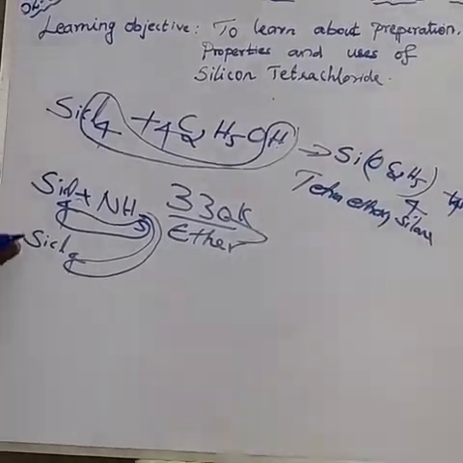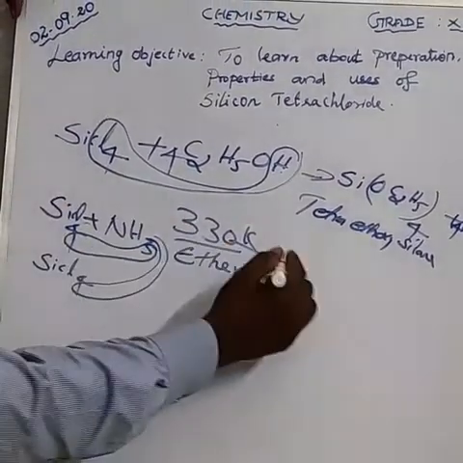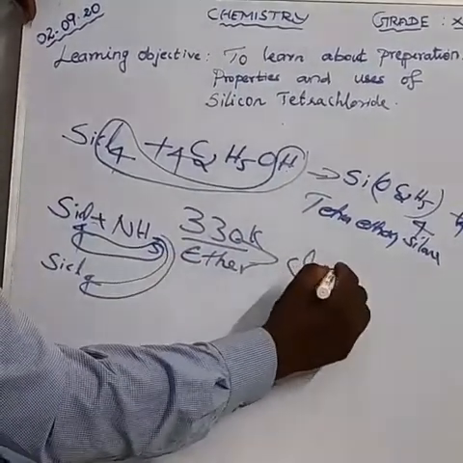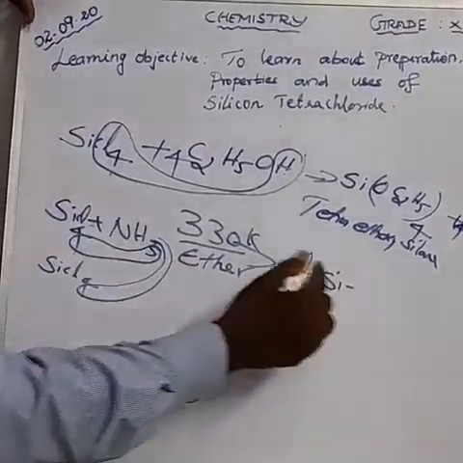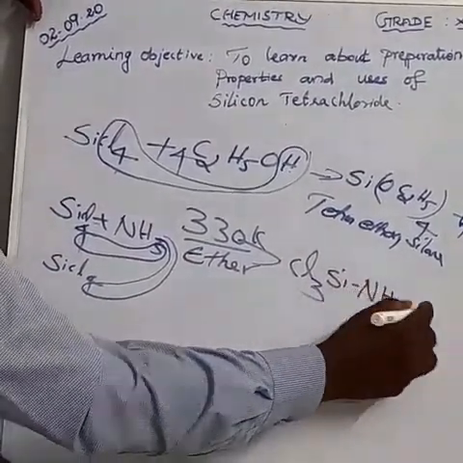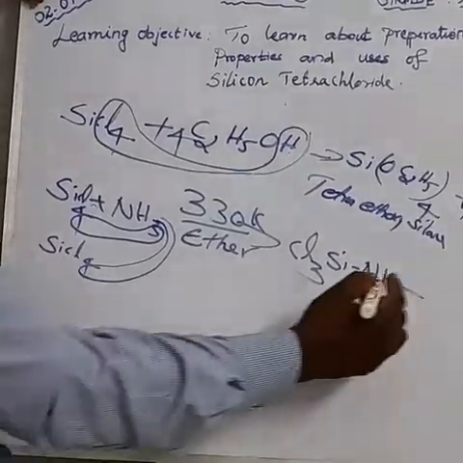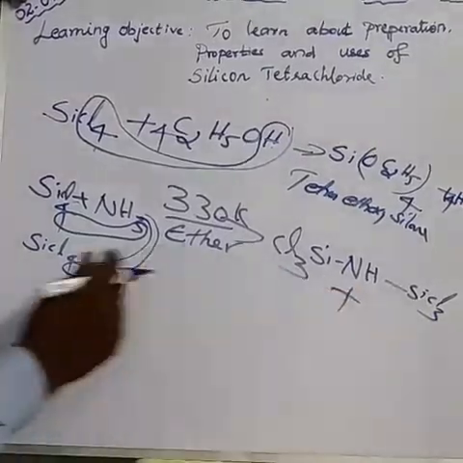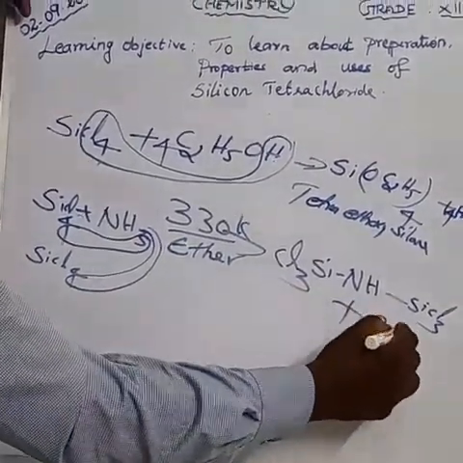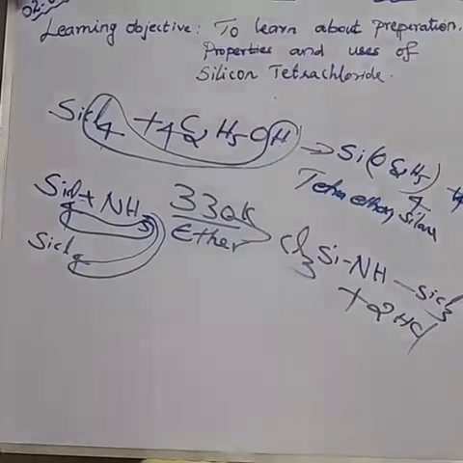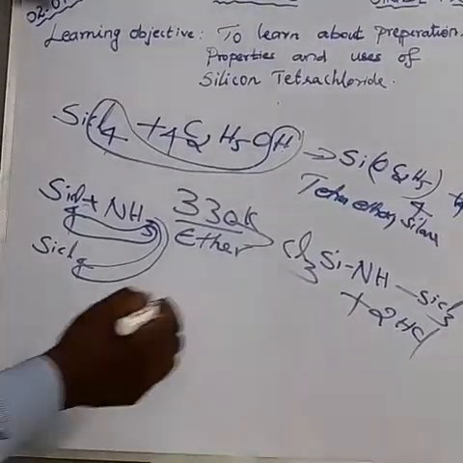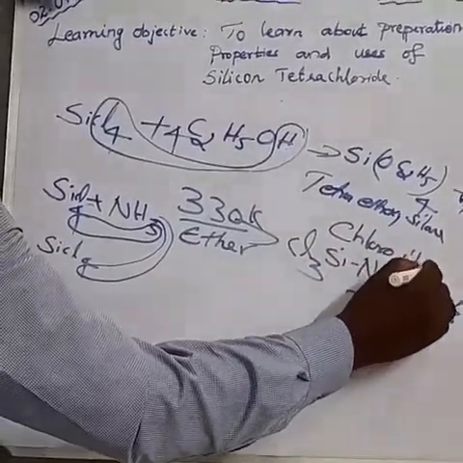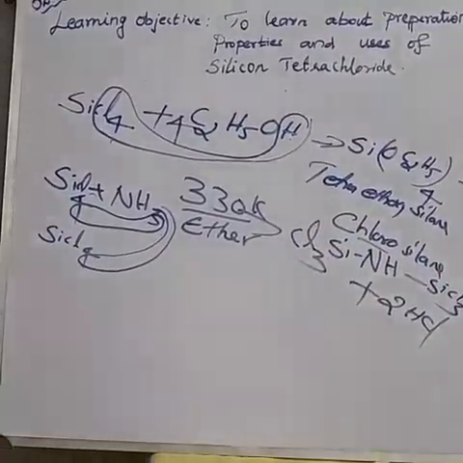What's the remaining product? Here we start with 3 chlorine, so make it Cl3, then silicon, Si. Next, nitrogen, hydrogen. The same for the other product here. SiCl3 plus how much HCl? 2 HCl. Can you write the equation? The name of the compound is chlorosilane.